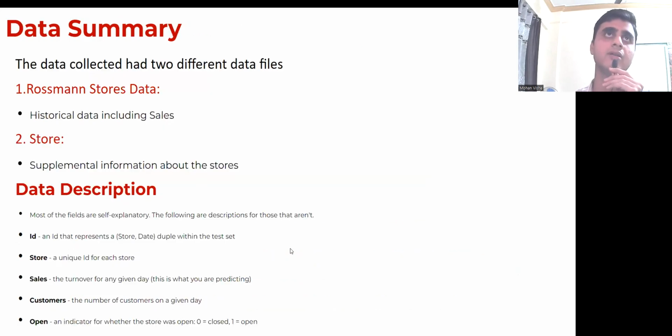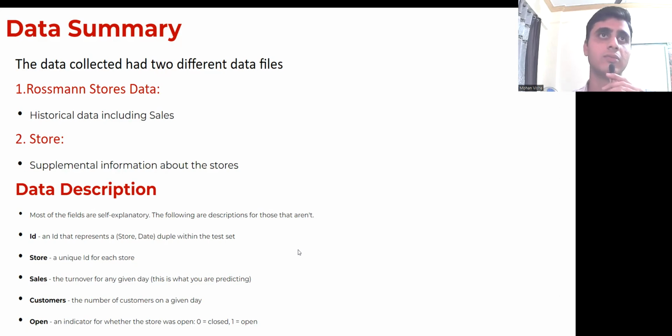Data summary. We have two different datasets. First is Rossmann store data, which contains historical data including sales, and another is store, which has supplemental information about the stores.